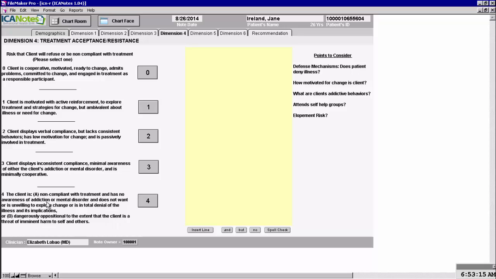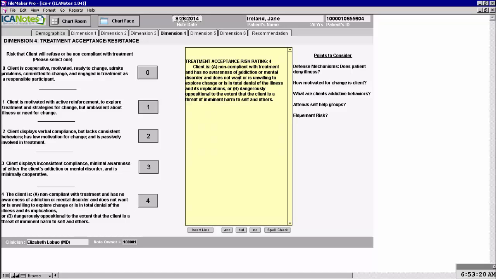So I'm going to click number 4 to show you how you handle those two options if only one is correct. So I'm going to say that number B is correct, and I'm going to erase A. Let's get that happy face out of here. Dangerously oppositional to the extent that the client is a threat of imminent harm to self or others. Let's go over here. And these, once again, are points to consider before making this determination.